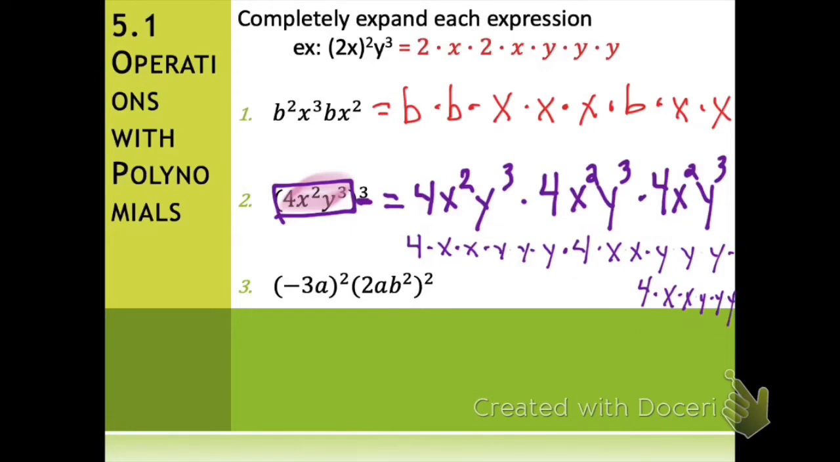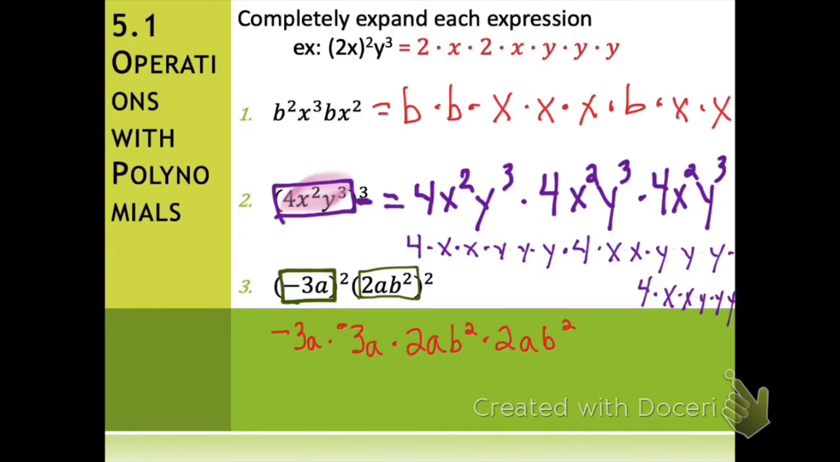Okay, now the last one, again, since it has some chunks, I am going to take it in 2 steps. First, this chunk here is attached to the exponent of 2, so I'm just going to copy it down twice. Negative 3a times negative 3a. This next one, this whole thing is attached to this exponent of 2, so I'm going to copy it down twice. 2ab squared times another 2ab squared.